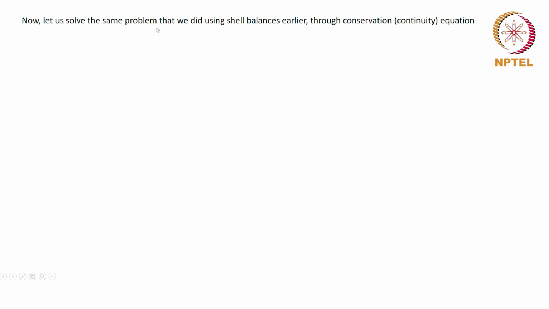Now, let us solve the same problem that we did earlier using shell balances. Remember, with shell balances we considered a representative shell, wrote our material balances over it and came up with useful expressions. The problem that we just did with the shell balance method was the diffusion of species i through a membrane, which again has various applications. It could be a cell membrane, or various other membranes that we use in biological engineering. So, whatever we did using shell balances, let us do using the conservation equation. You will see that it happens in one step.